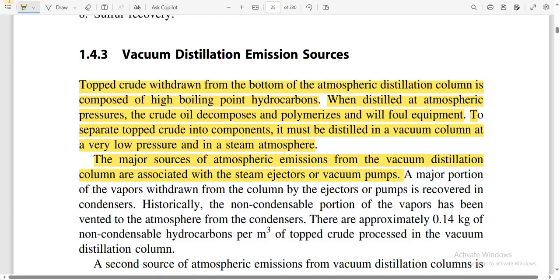or vacuum pumps. The major portion of the vapors withdrawn from the column by the ejectors or pumps is recovered in a condenser. Historically, the non-condensable portion of the vapor has been vented to atmosphere from the condenser. There are approximately 0.14 kg of non-condensable hydrocarbons per meter cube of top crude processed in a vacuum distillation column.